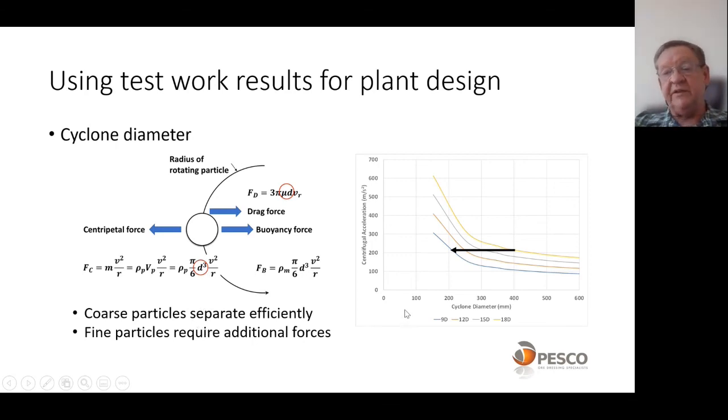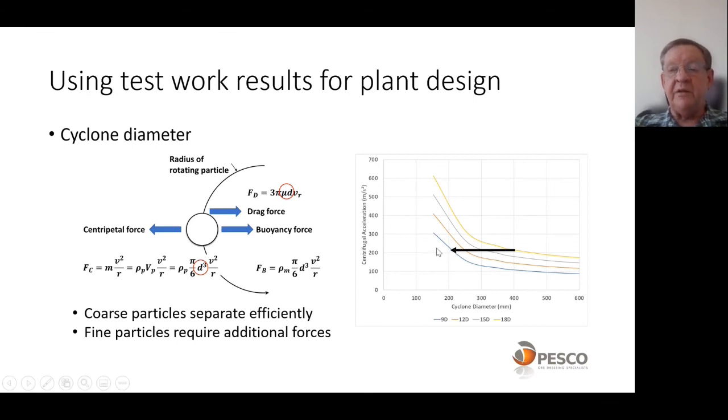If we look at the centrifugal acceleration in cyclones as a function of cyclone diameter, what we find is as the cyclone diameter gets smaller, the centrifugal acceleration increases, and it starts increasing exponentially. The other thing we can do to increase the centrifugal acceleration is increase the operating head. You can see here that as we increase the operating head, the centrifugal acceleration increases. Just to give you an idea of a comparative value, a 420 cyclone operating at 18D, which is the top line, is equivalent to a 200 millimeter cyclone operating at 9D.